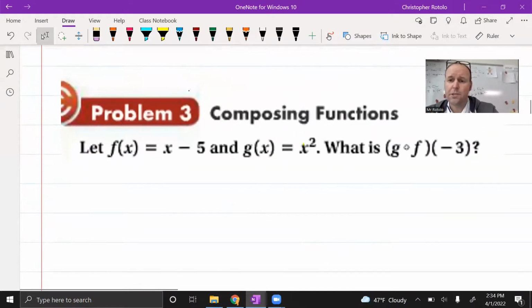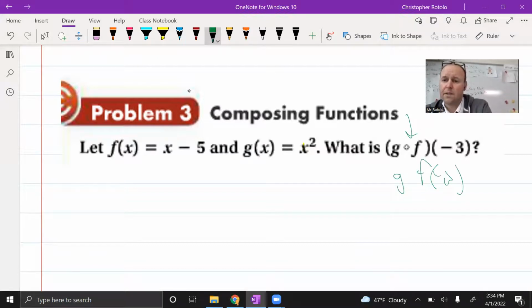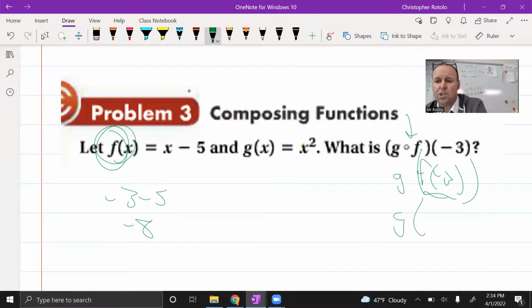What's the first thing we're going to do? Notice the notation, open dot. It doesn't really matter for this one. It means g of f of -3. So I'm going to start with f of -3. This is f of x, so I take -3 minus 5, which is -8. That means I have g of -8. So I want -8, I'm going to use parentheses, squared. So this end result should be 64.